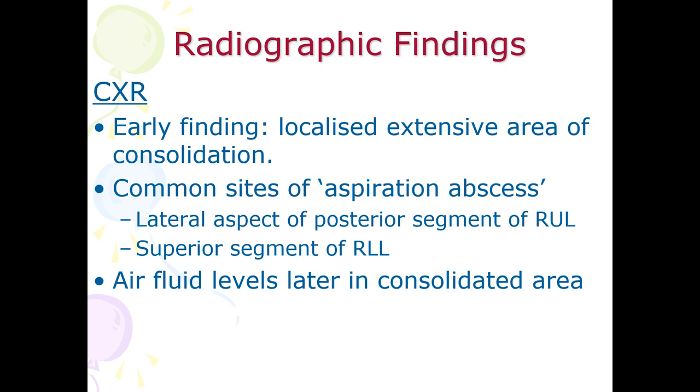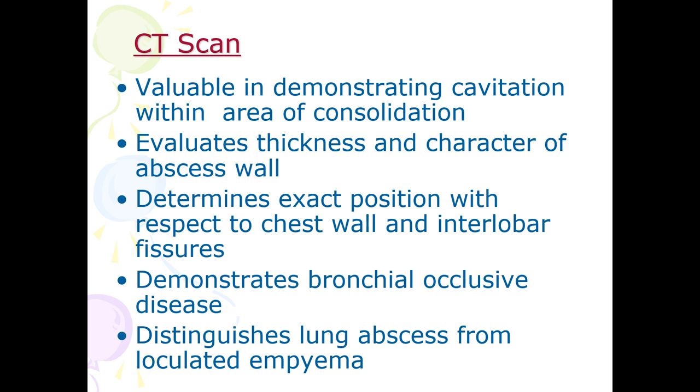Radiological findings: chest x-ray, early finding, localized extensive area of consolidation. Common sites of aspiration abscess are the lateral aspects of the posterior segments of the right upper lobe and the superior segments of the right lower lobe. Air-fluid level later in the consolidated area. CT scan is important in demonstrating cavitation within the area of consolidation. It evaluates the thickness and character of the abscess wall, determines exact position with respect to the chest wall and interlobar fissures, demonstrates bronchial occlusive disease, and distinguishes lung abscess from loculated empyema.